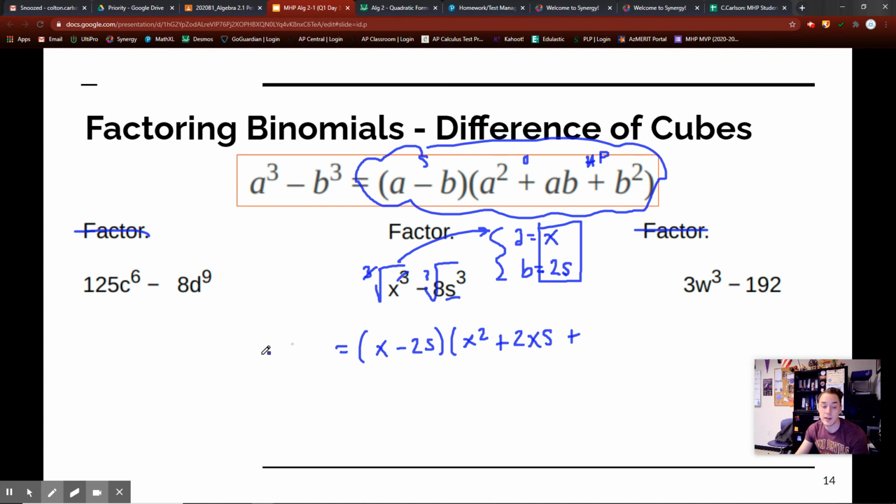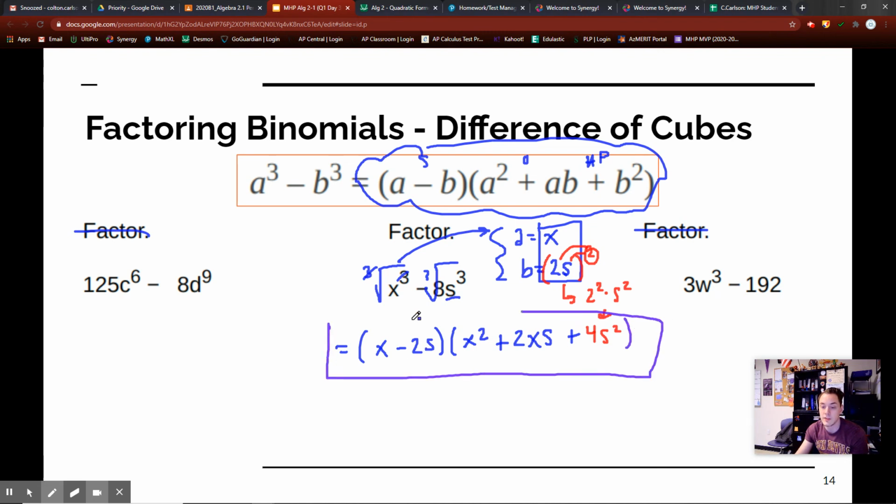Now when I square this, I'm going to put this in red here. I'm going to square my b value. What that means is that I'm going to take 2 squared times s squared, which gives me 4, and s squared is just s squared. I need to transfer that 2, that squared term, onto both of those things. That's what makes this one tricky, just the 2 out front. Okay? And that is it. I'm done. So now I can finish my parentheses, and that is my final answer.